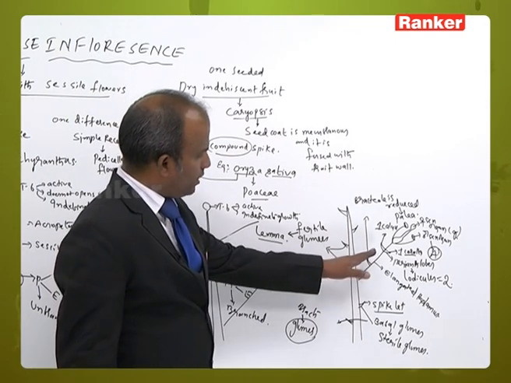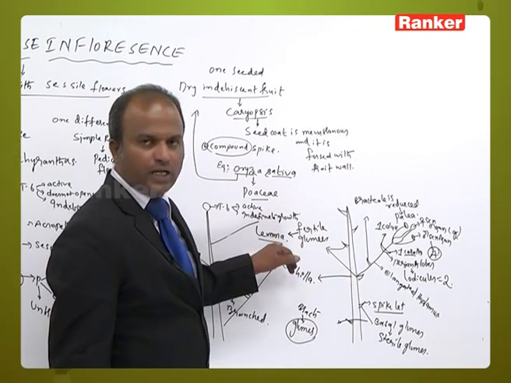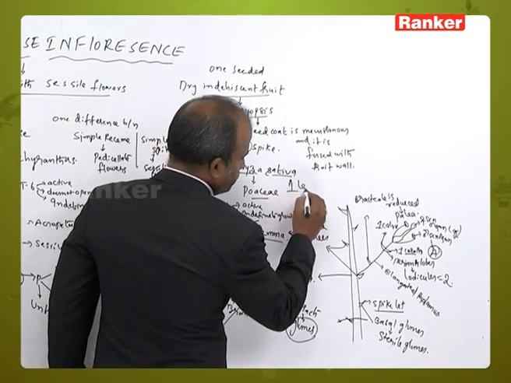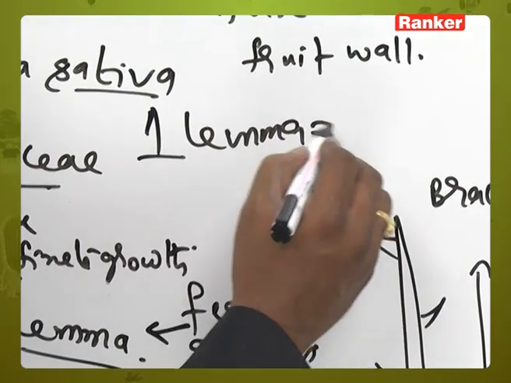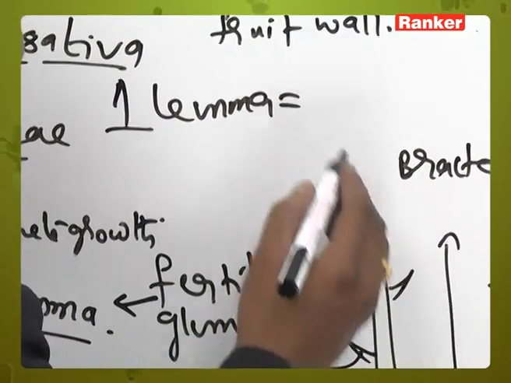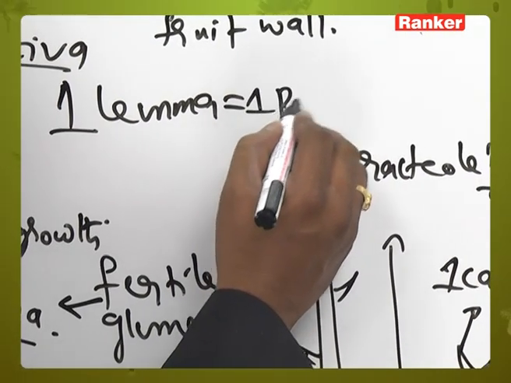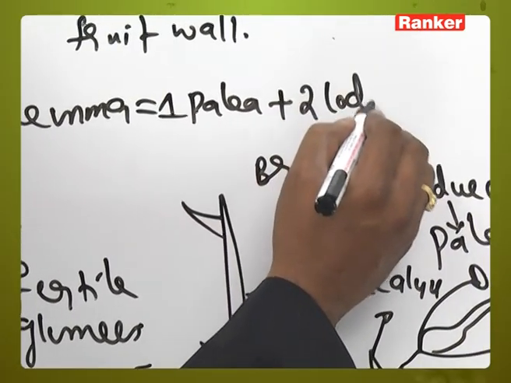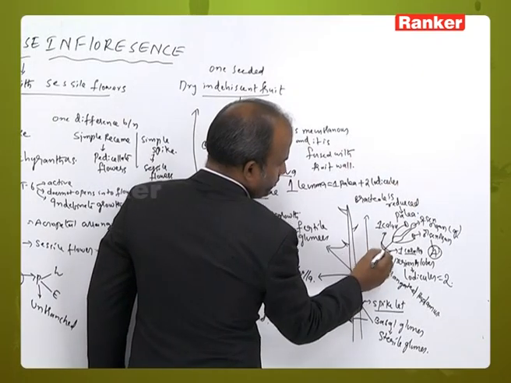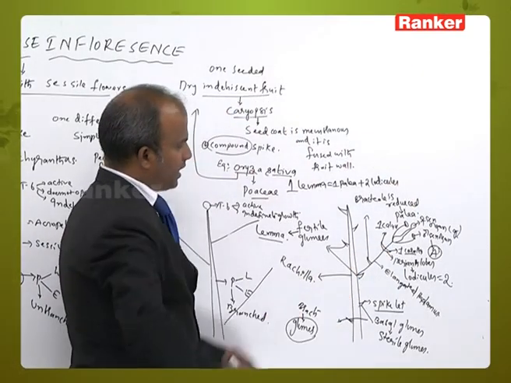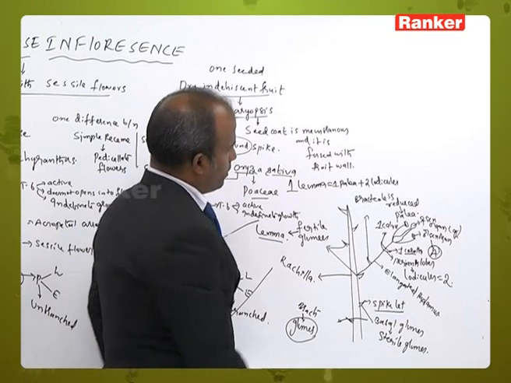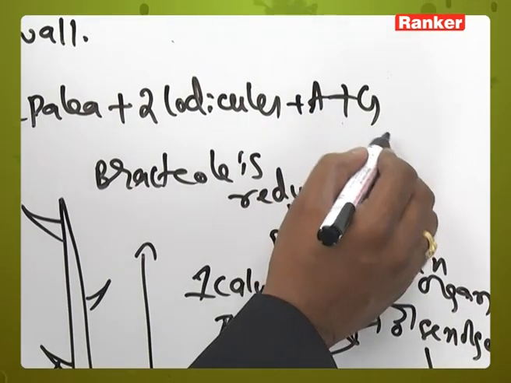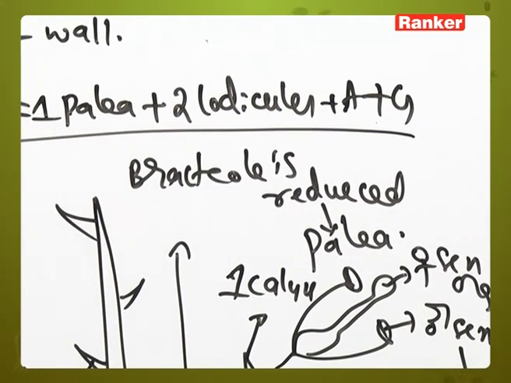So the fertile glume is also called the lemma. That means one lemma has one palea plus how many lodicules? Two lodicules, one reduced calyx and the other reduced corolla, and then the androecium, and the next one is the gynoecium.